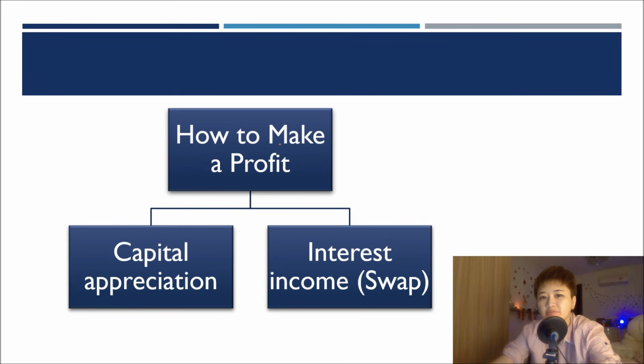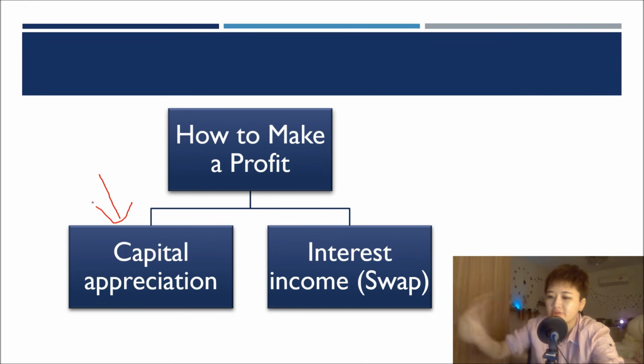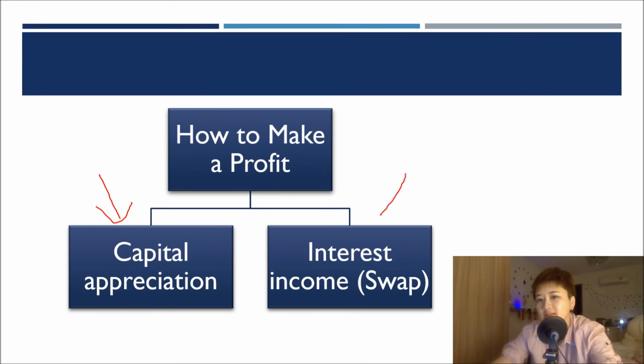Okay, so how can you profit from the forex markets? If you're a stock investor, you can earn money through dividends and also when the stock price goes up, okay? Meaning capital appreciation. Same thing with forex. Capital appreciation: you buy, currency goes up, you make money; you sell, currency goes down, you make money, okay? And also another less talked about way of making money is interest income, meaning swap. So this is where carry traders come in.